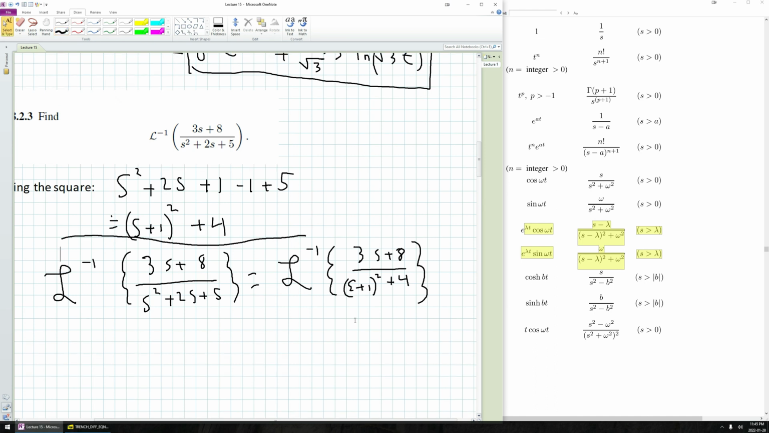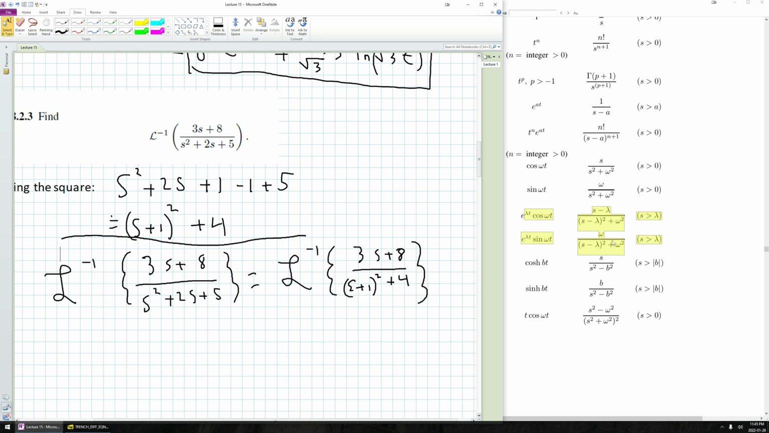Okay, so now that I have something of this form, I want to go look at the tables and see what we can do with it. Well, I do have an s term here, so I have this 3s. And here my lambda needs to be minus 1, right? Just because I have this plus 1 here. And my omega needs to be 2. Okay, so from here, let's try to get this cosine bit as much as we can. To get this cosine bit, I really need to get a single s sitting here. So let's split this up into two little bits. Okay, so here's how I'm going to do this.